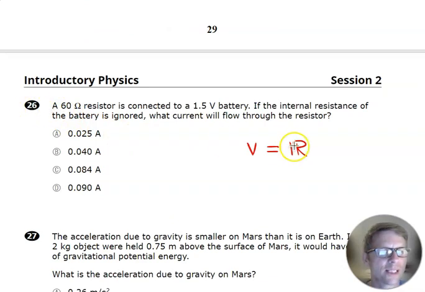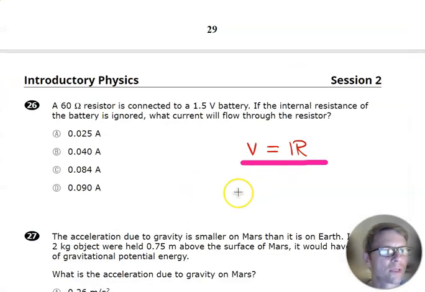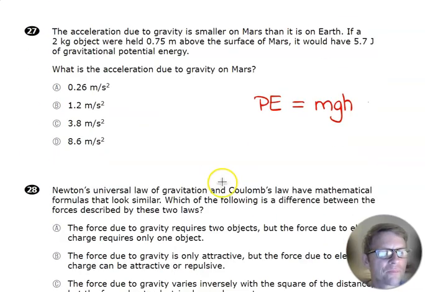Now for number 26, we're using V equals IR, which again is right there in the equation sheet. And V is voltage, so when you plug in the numbers, you will get the answer. It's going to be one of these answers. I don't know, just do 1.5 divided by 60.